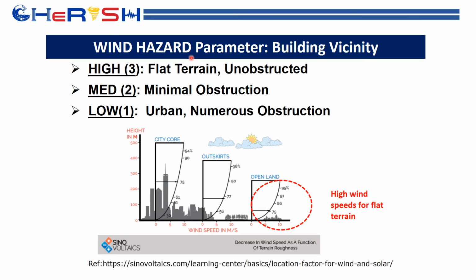Another parameter for wind hazard is the building vicinity, as shown in these figures. A building which stands on a flat terrain, unobstructed, will experience stronger winds, especially at the lower level, as shown here. High wind speeds for flat terrain. But for buildings which stand side by side with tall buildings, say mountains, urban areas, and numerous obstructions, the wind speed usually occurs at the higher level. Hence, the risk is lower.